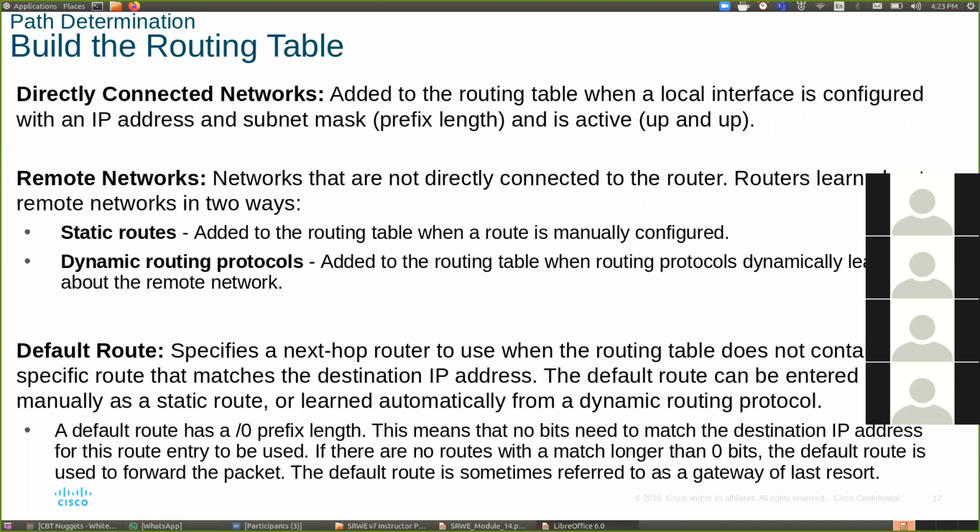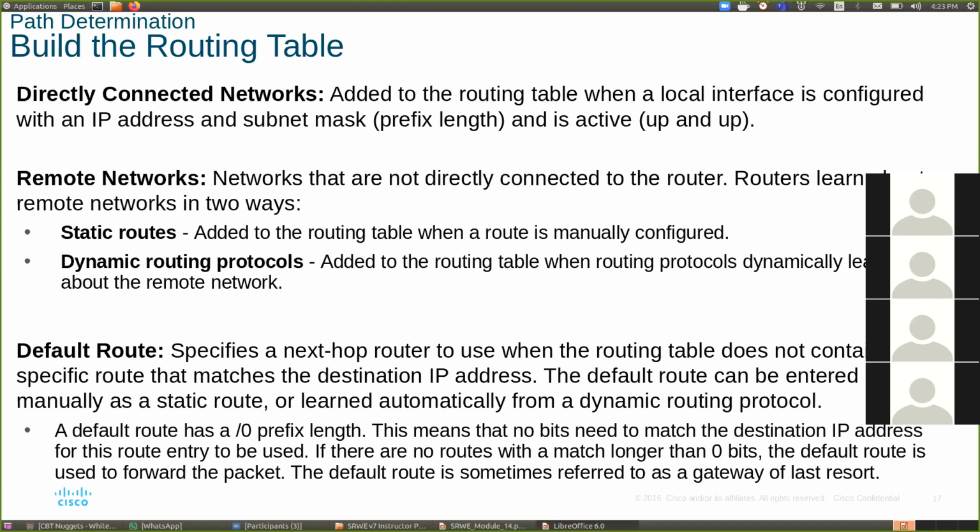Static routes are added to the routing table when a route is manually configured. In essence, with static routing you have to manually inform the router about all the remote networks. This is very cumbersome and tedious. It is not scalable and doesn't scale well in a very large network. Maybe in a small network, you can do this.